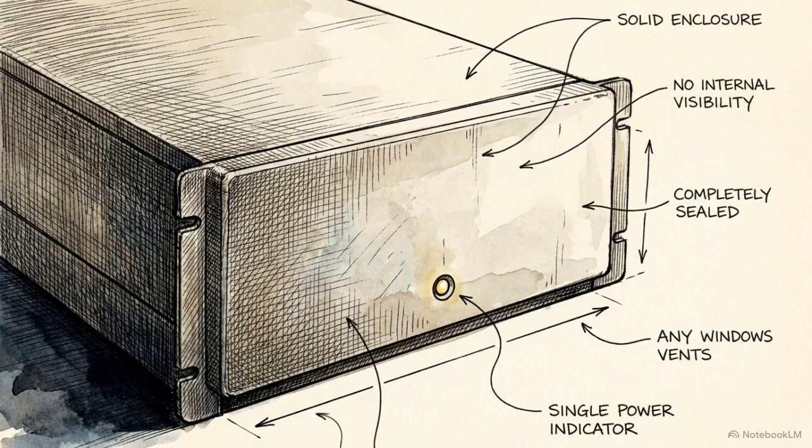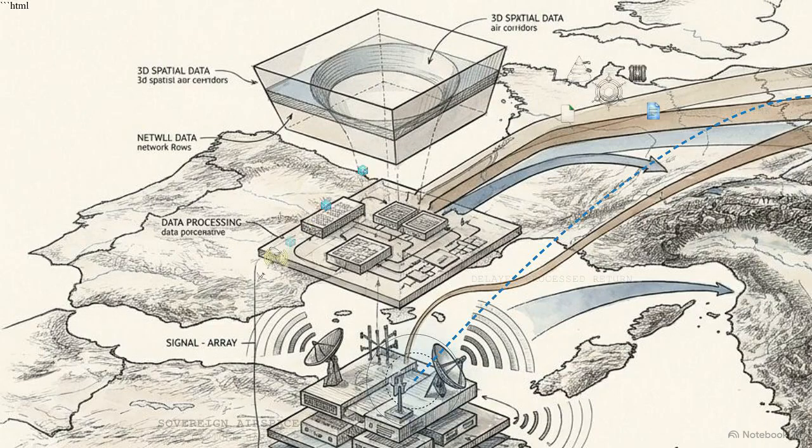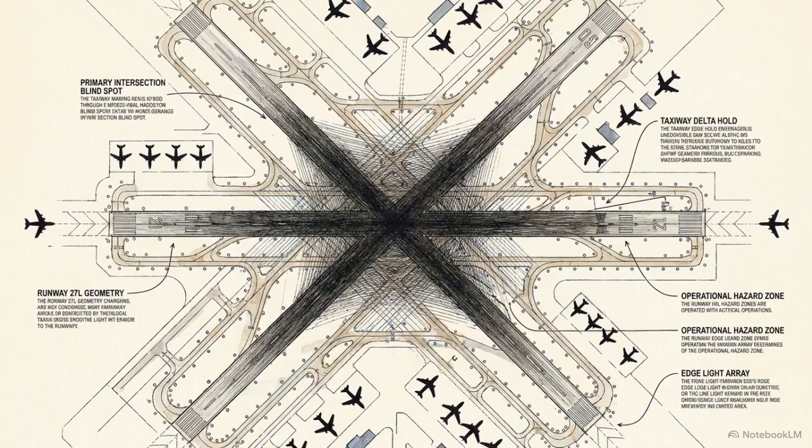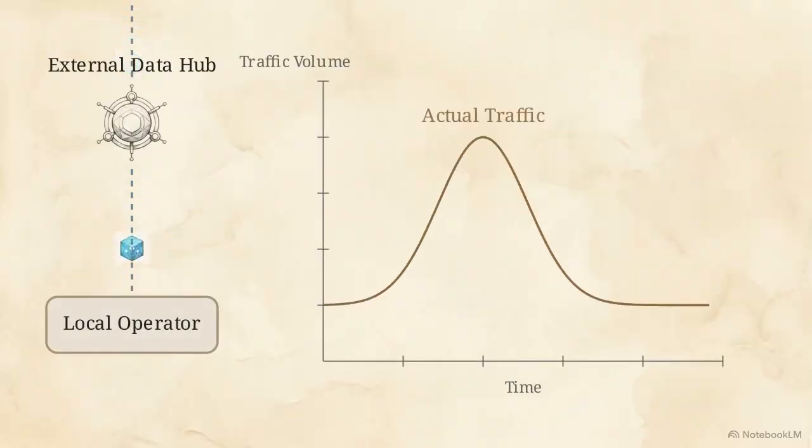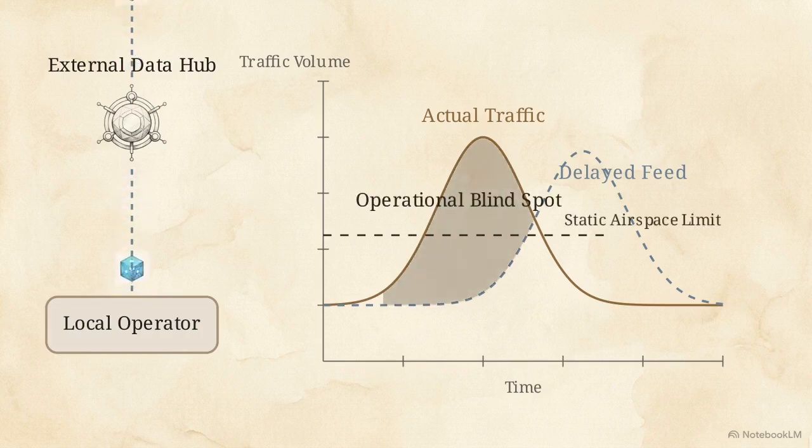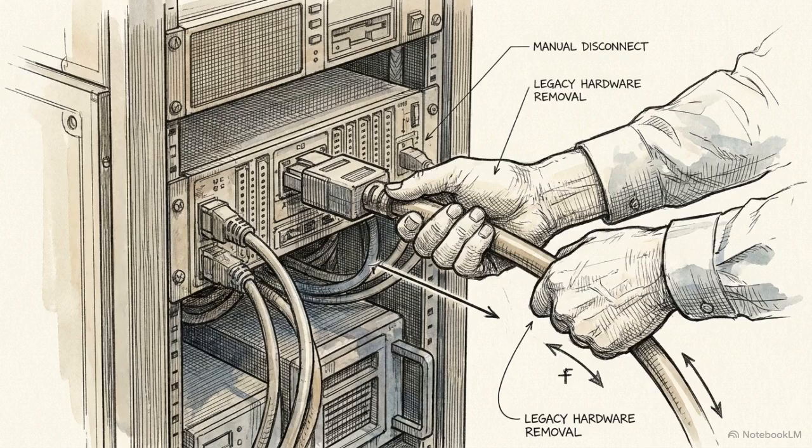This lack of internal visibility creates a downstream dependency. For key performance indicators and auditing, operators must rely on external, centralized European entities like Eurocontrol to provide them with data about their own airspace. You cannot dynamically optimize an environment you cannot independently audit. Relying on delayed, third-party data creates operational blind spots, preventing local operators from adjusting airspace limits to match actual daily traffic. Achieving actual operational efficiency requires dismantling this dependency.